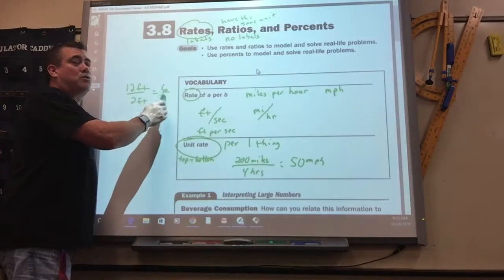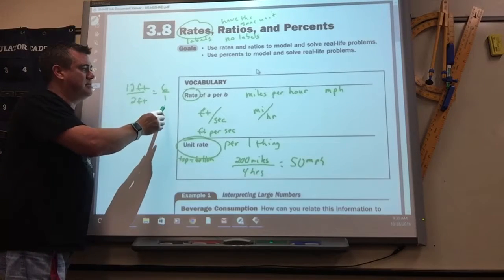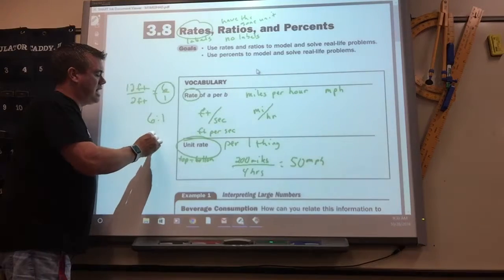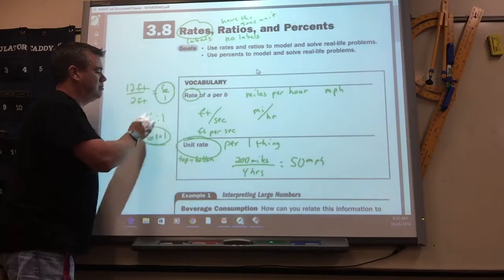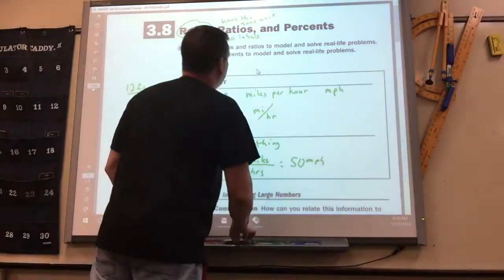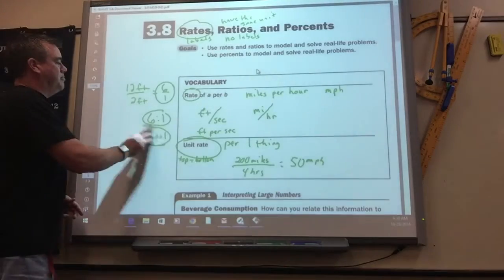There's 3 ways to write ratios. You remember what they are? The dots. Yep. Fraction, the dots, or the actual word. They all mean the same thing. Now, the reason why you don't need a label is because they have the same unit.